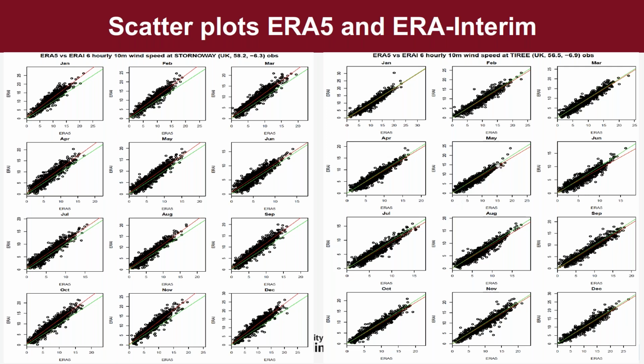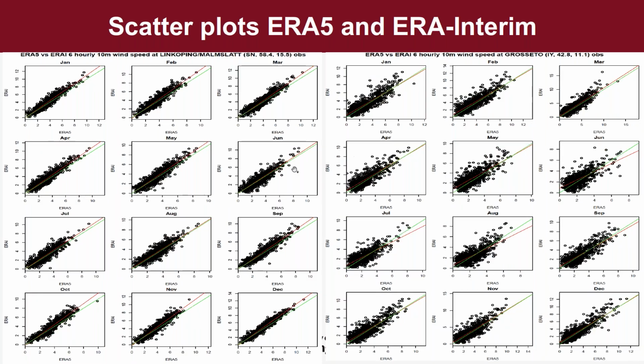The regression fit is very close to the one-to-one line. And then finally, looking at some other sites. This is a site in southern Sweden at Linköping. And again, there is some tendency for ERA5 to be slightly less windy. But it's not such a windy site as those ones in Scotland or in Galicia. And on the right, you've got Grosseto, which is roughly between Rome and Pisa in Italy. And again, the distributions and the regression fit and the one-to-one line are relatively close. So ERA5 is relatively close to ERA-Interim in this part of Italy.